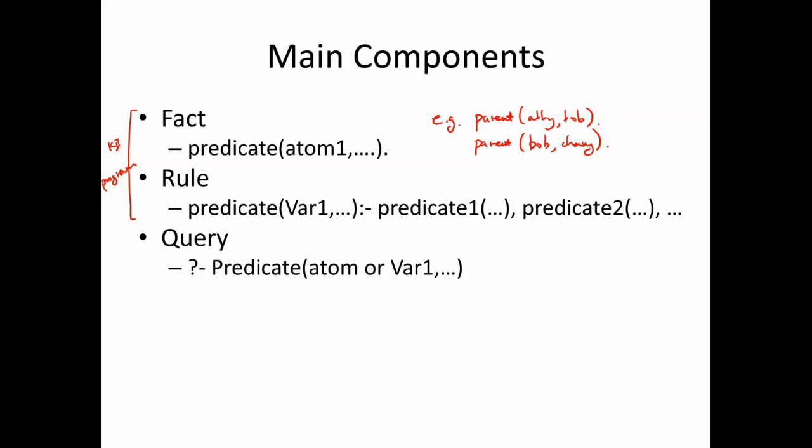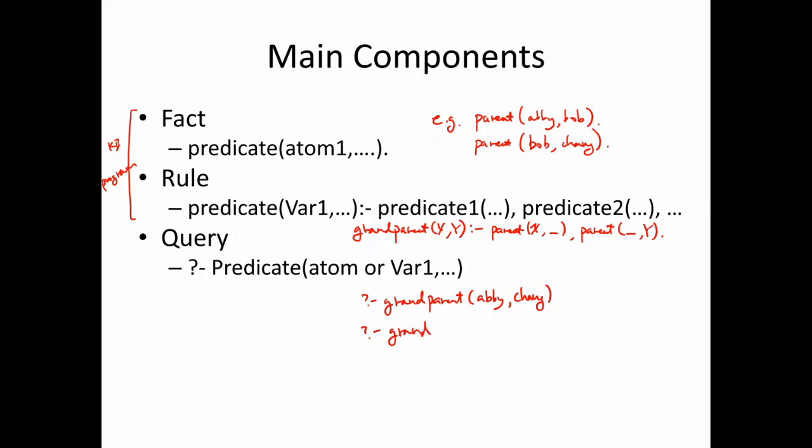And we can also say X is a grandparent of Y, if X is a parent of someone and that someone is a parent of Y. Then we can query things like, is Abby a grandparent of Chang? We can also ask, who's a grandparent of Chang?